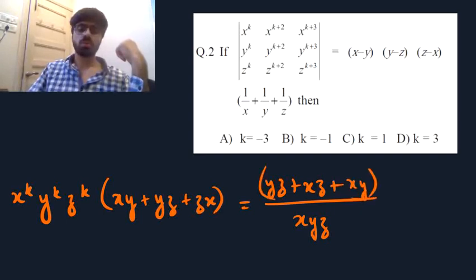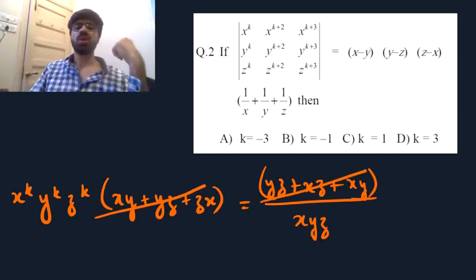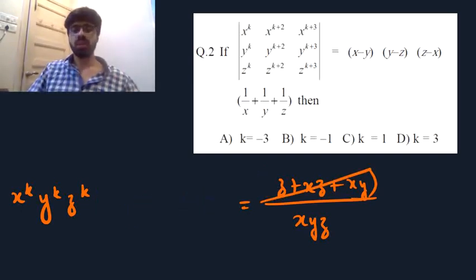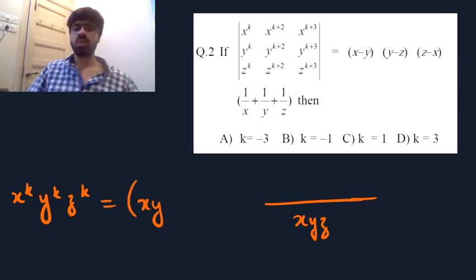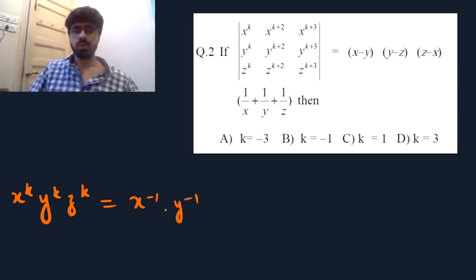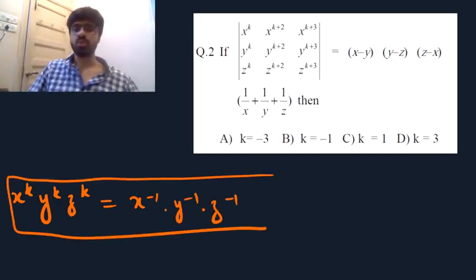So now in the numerator, this term and this term can get cancelled, and we are left with x power k, y power k, z power k as 1 upon xyz. But 1 upon xyz is like xyz power minus 1. So xyz power minus 1 is like x power minus 1 into y power minus 1 into z power minus 1. So compare the left and right hand sides and you will realize that the value for k is minus 1.